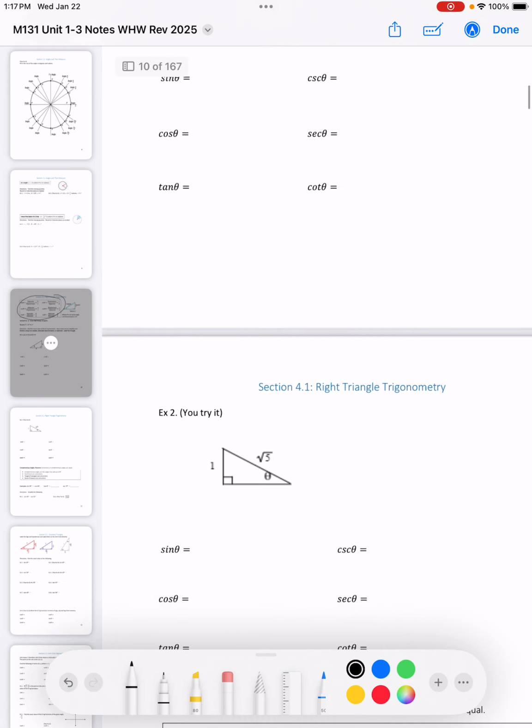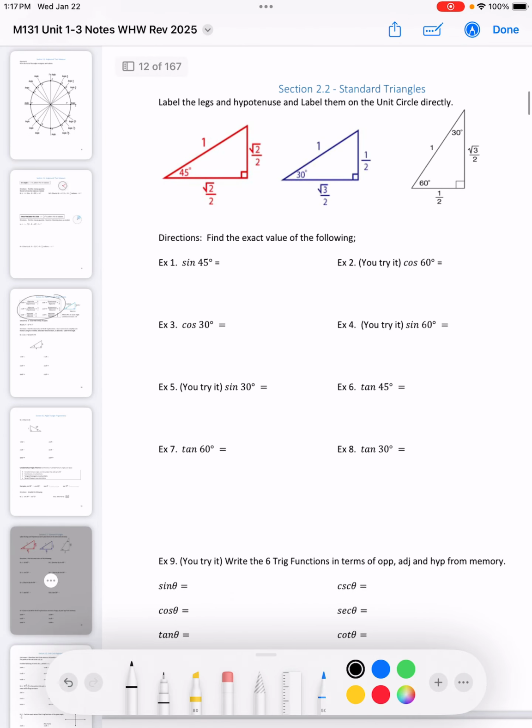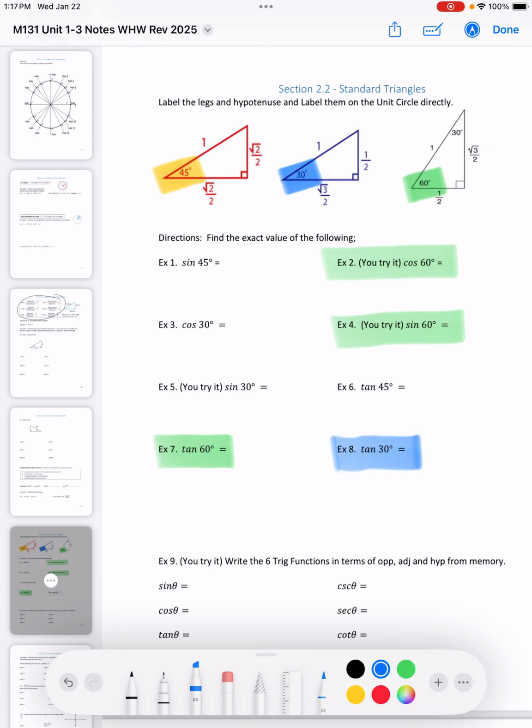So we're going to look at really specific triangles in this section 2.2 to get started. So we've got our triangles, and the angles that we're going to be looking at are 45, 30, and 60. When I'm asked to find something for the 60-degree angle, I'm going to be using that triangle that's got the theta, my angle, being 60 degrees, the one in green. And when I'm asked for 30 degrees, I'm going to look for that middle triangle. And for 45, it would be the first triangle.